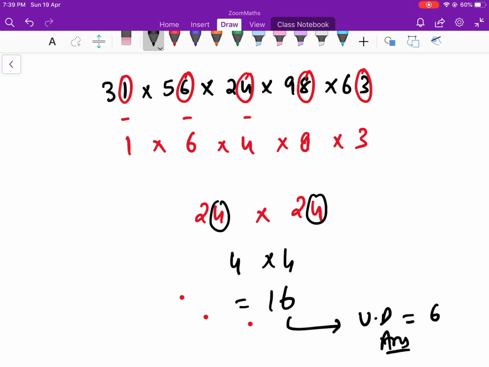So what you do, you just take the unit digits of all the numbers and you multiply them. It's like multiplying the last digits always, right? So it's as simple as that. You don't have to multiply the entire number to find the unit digit. Okay, let's take one more example.